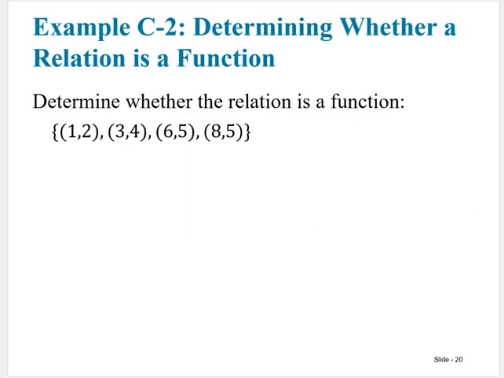Right, here's another example. Is this relation that I've just shown you, this set of ordered pairs, a function? So again, you're going to look. 1 is only going to 2. That's good. 3 is only going to 4. 6 is only going to 5. And 8 is only going to 5. So that is beautiful. That is a function because each element in the domain is only going to one element in the range.